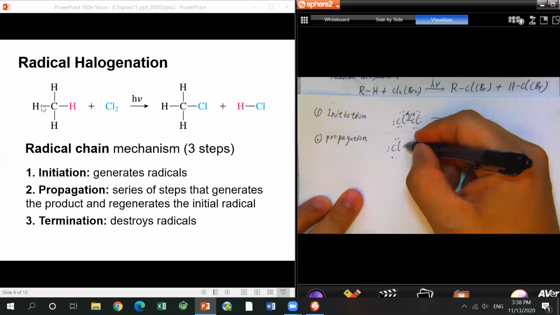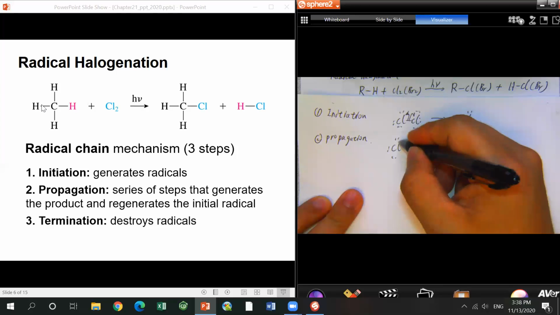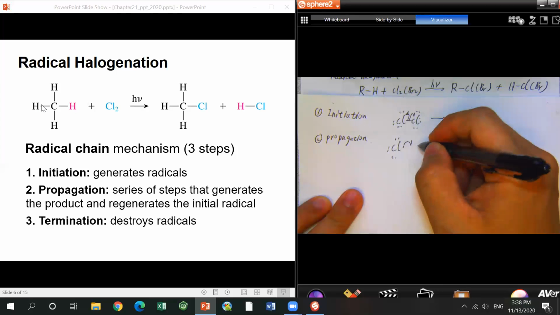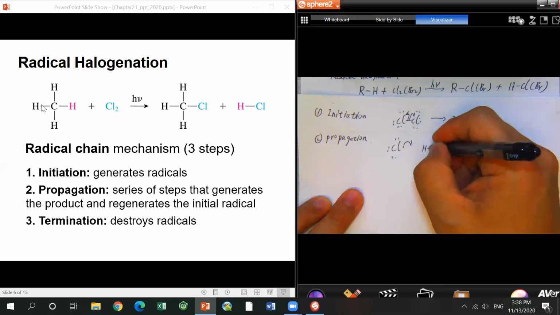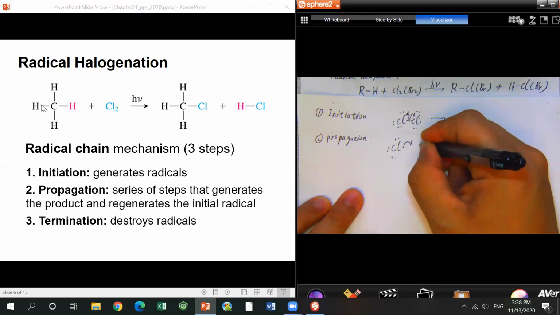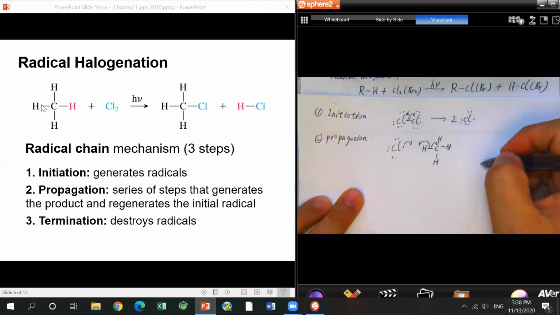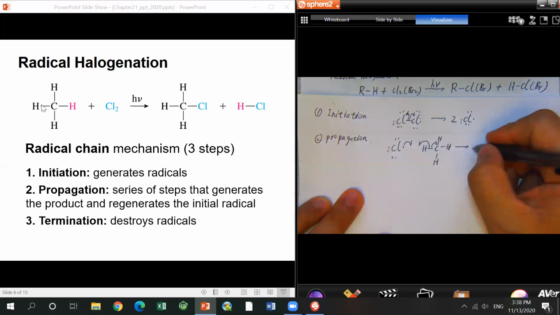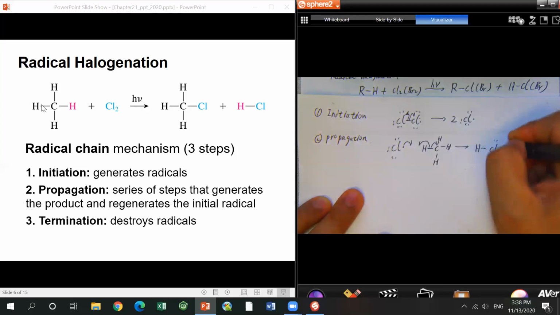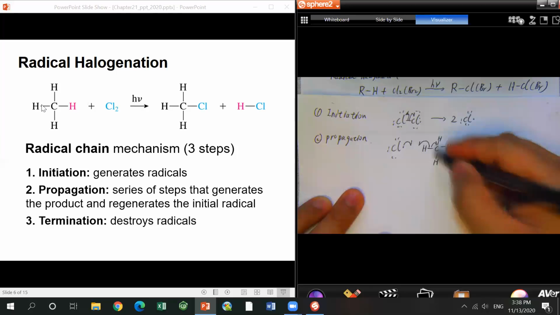So it builds a bond between the chlorine and the H. The chlorine contributes one of the electrons, and then the hydrogen contributes another electron, and then this electron gives another electron to the carbon. So that's what's going on. Right, and then once the reaction is done, you generate HCl plus a methyl radical.